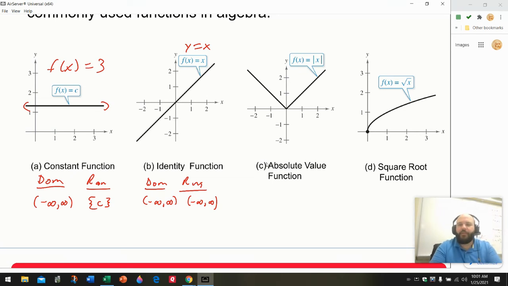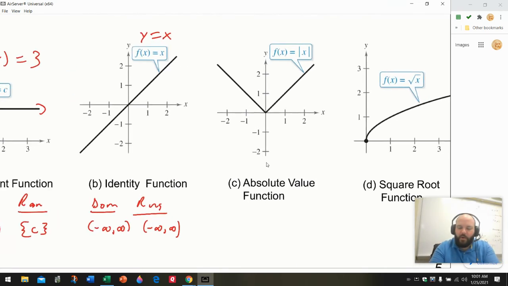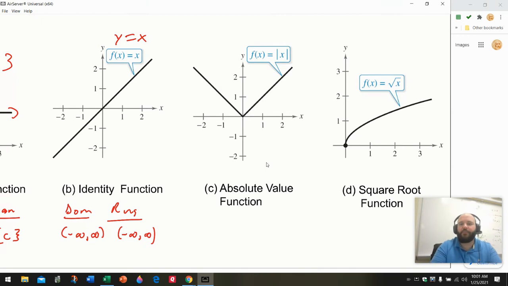The third parent function we're going to take a look at is called the absolute value function. I know it's probably been a while since you've looked at a graph like this, but this is what an absolute value looks like. The reason there's nothing down here is, remember, below the x-axis the y values are negative. The whole point of the absolute value is it eliminates negatives and only allows positives as outputs.